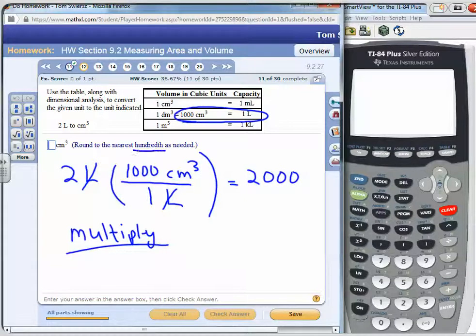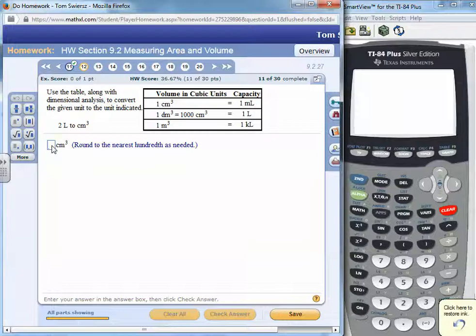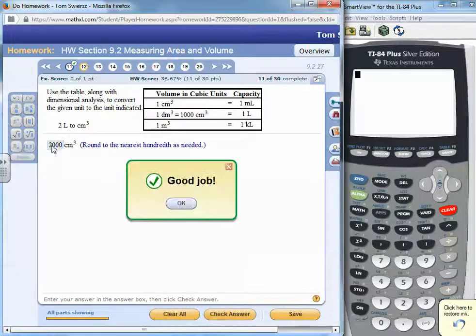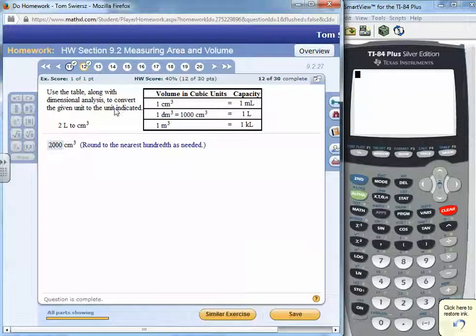And again, round to the nearest hundredth, we get a whole number, so for my answer, there's no need to put any decimals. You can just put the whole number, 2,000, and MyMathLab will verify that is the correct answer. Yes, indeed it does.